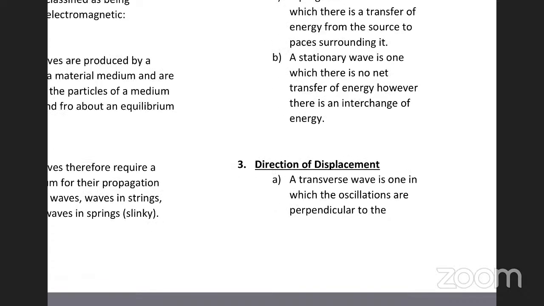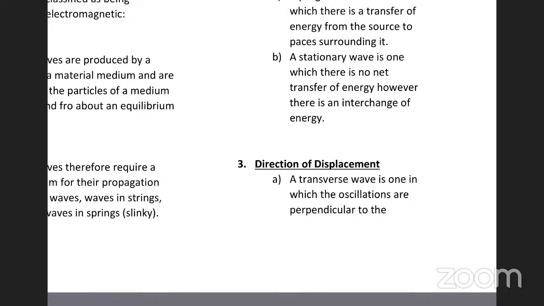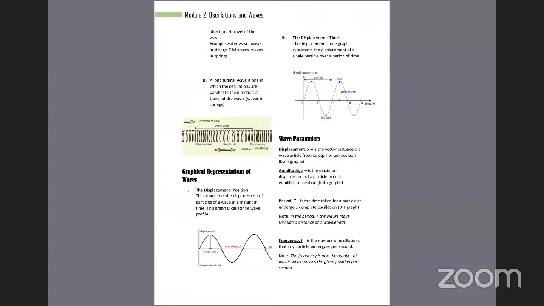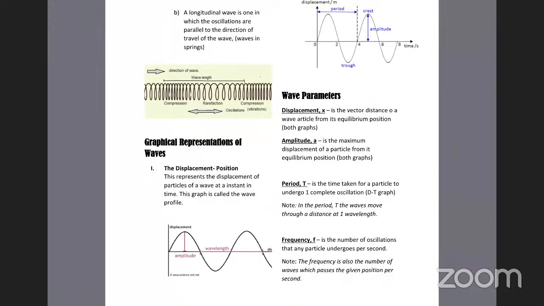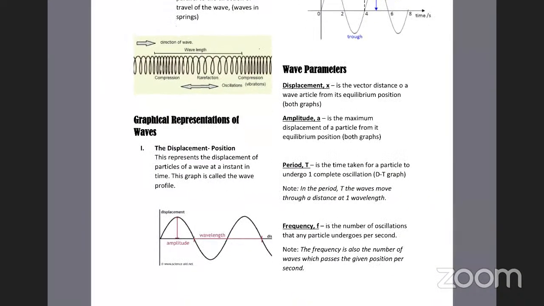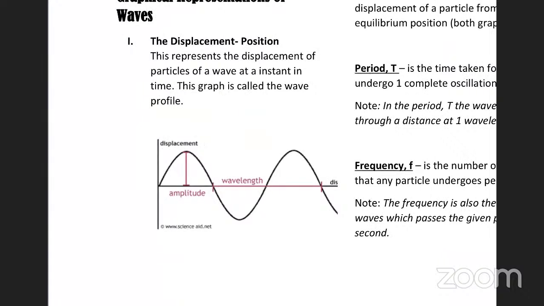Next are the directional displacement. A transverse wave is one in which the oscillations are perpendicular to the direction of travel. Longitudinal waves, right, is where it is parallel. We talked about that already. You have your rarefactions and compressions here. We have some things to remember about waves, amplitude and wavelength.